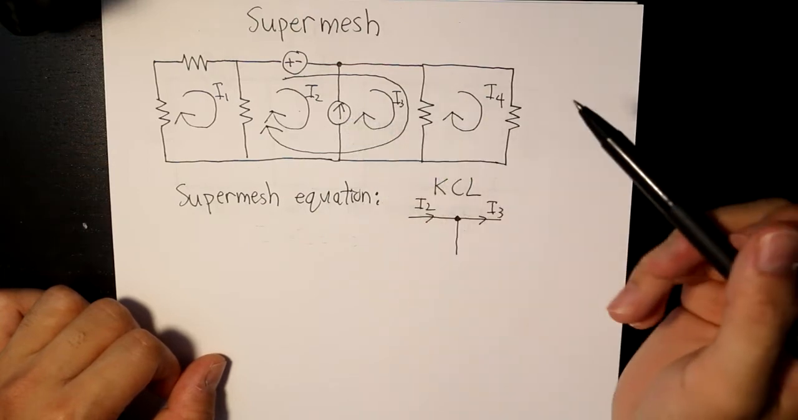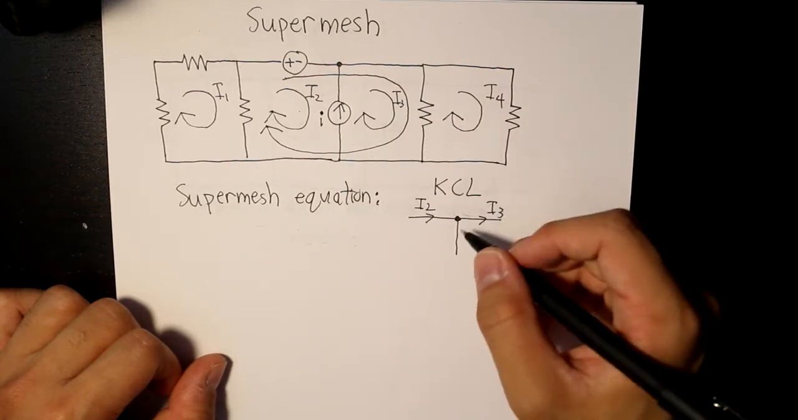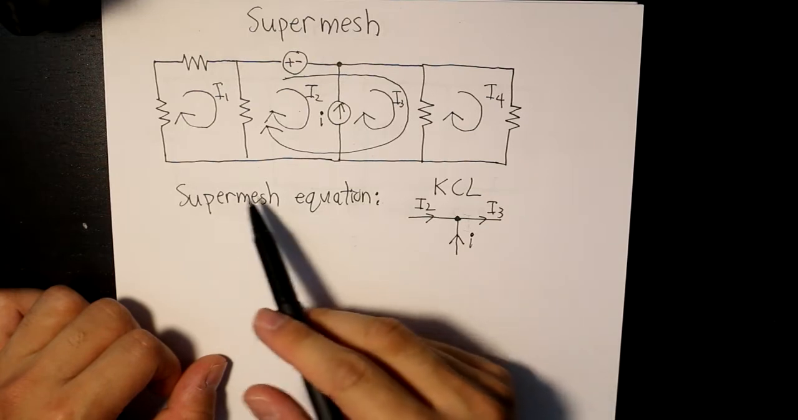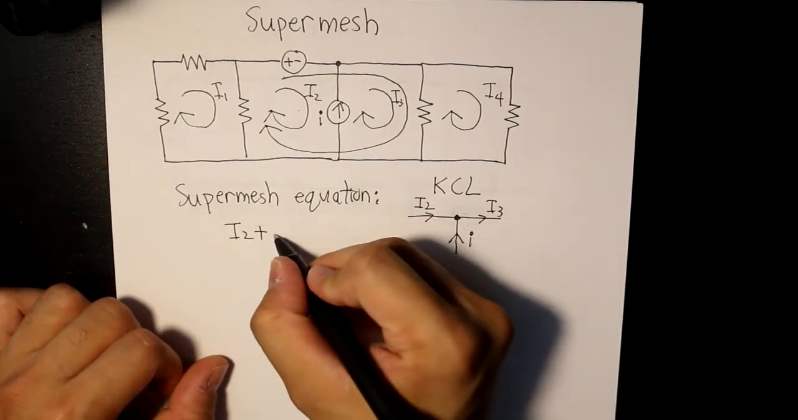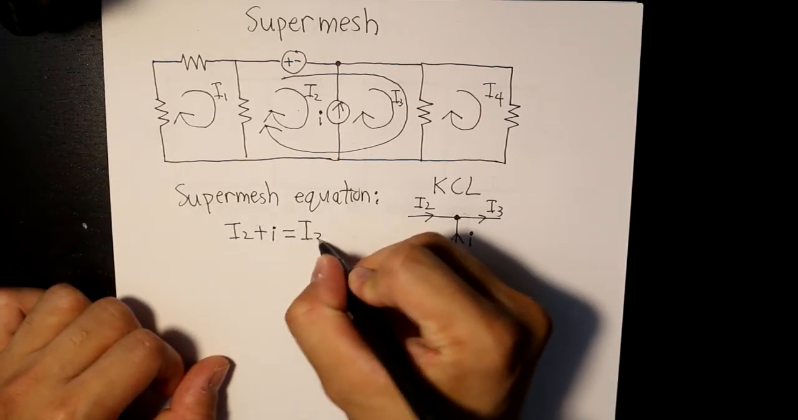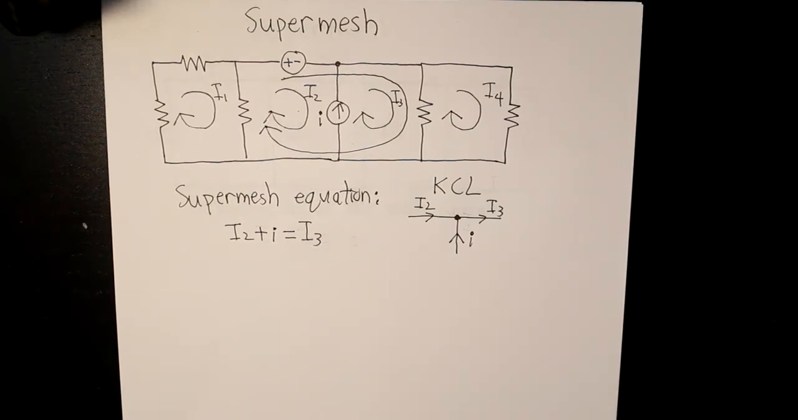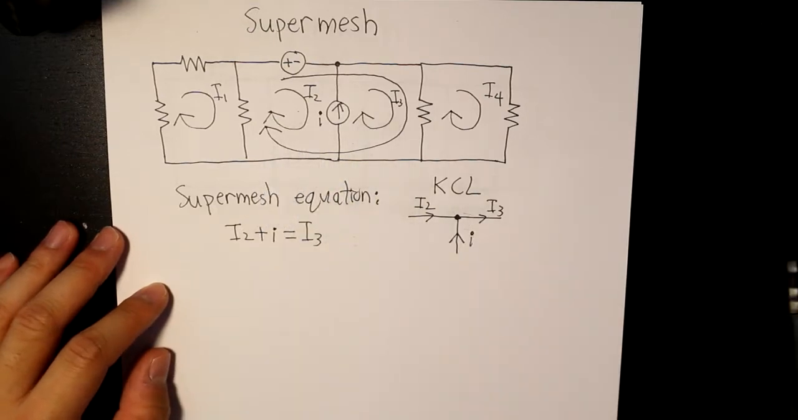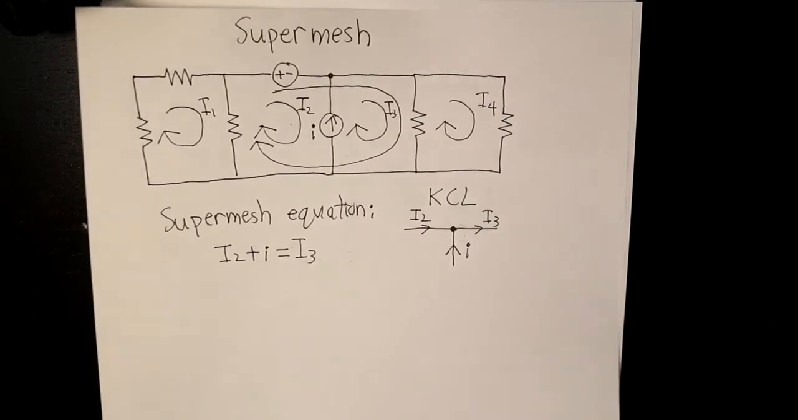And then we have this current source right here. We can label this as lowercase i, and lowercase i would be going into the node as well. And thus our super mesh equation would simply be I2 plus i is equal to I3. And there we have our super mesh equation. And then our KVL equation would simply be, I'll do that in our practical example, which I'm going to show you guys.